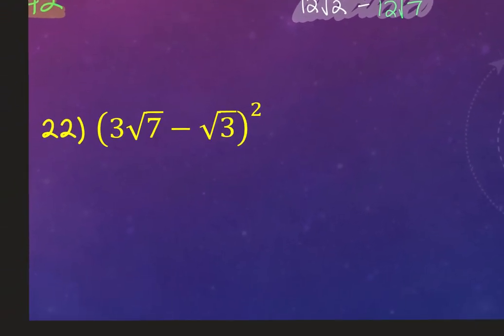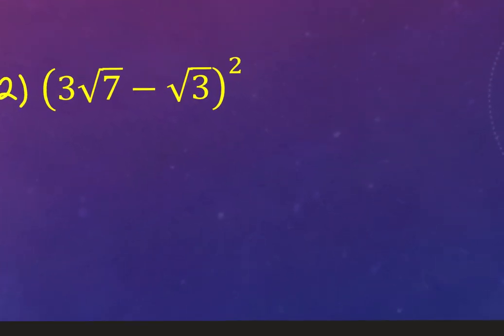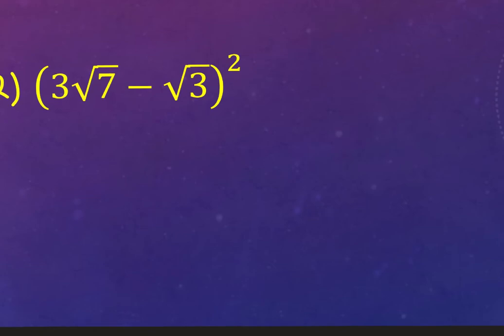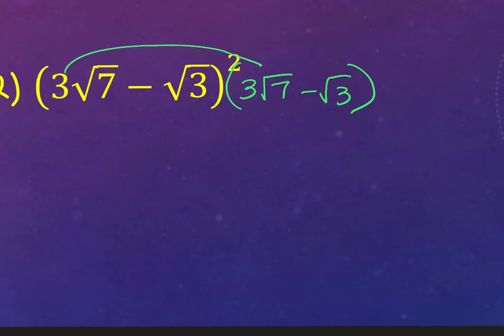Okay, and I also had you skip 22 on this slide. So we talked about that squared means I have to expand this. So it would be 3 square root 7 minus root 3. And then I have to FOIL it. You cannot distribute the exponent when it's a sum or difference inside. So now I'm going to do first times first. Now even the first thing has 2 parts. You've got 3 times 3, which is 9. And then square root 7 times square root 7, which is what?